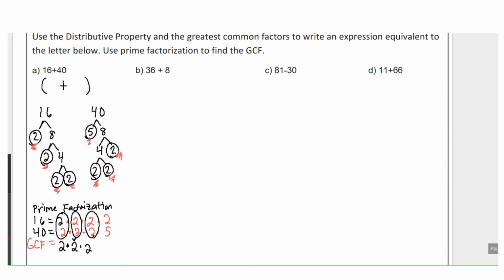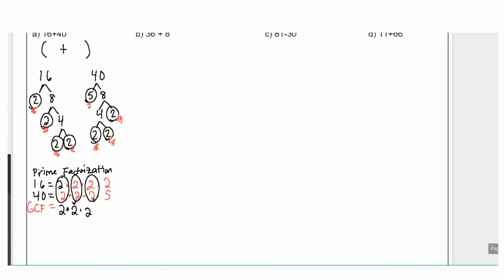And then I cannot factor out a 5 because 16 does not have a 5 as a factor. And I cannot factor out another 2 because 40 does not have another 2 as a factor. So the greatest common factor is just going to be these numbers here. So I'm going to multiply 2 times 2, which is 4. And then 4 times 2, which is 8. So the greatest common factor of 16 and 40 is 8. So I'm going to go back up top. This is the greatest common factor, and that's the number that I'm going to factor out, 8.